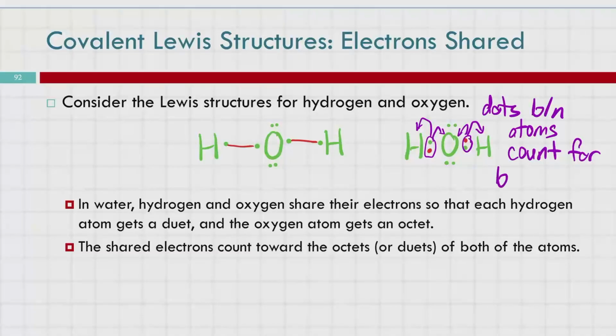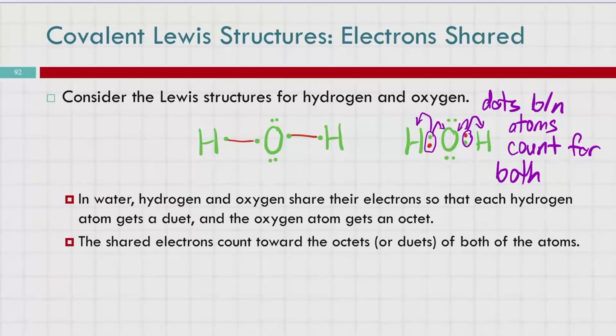Counts. So our hydrogen has how many valence electrons in our structure? How many dots is it touching? It's touching 2 dots. Hydrogen's happy with 2. That's one of our exceptions to our octet rule. It's a duet. So the hydrogens are happy. How many dots are around our oxygen? 8 dots. That's a full octet. So oxygen is also happy.